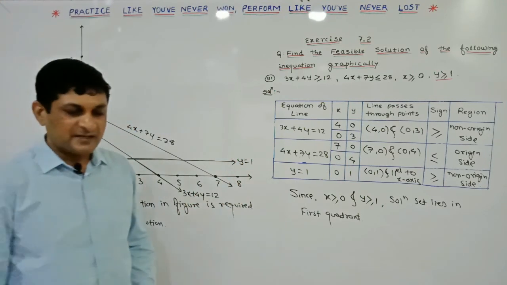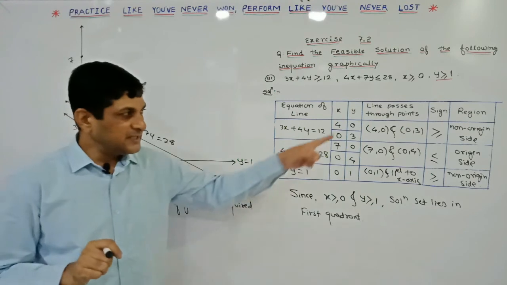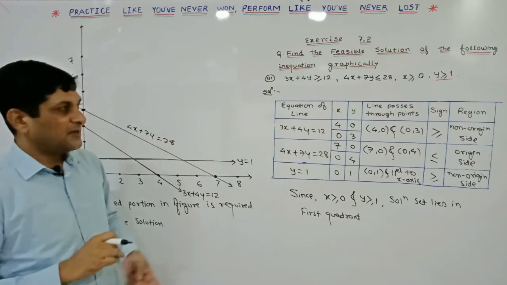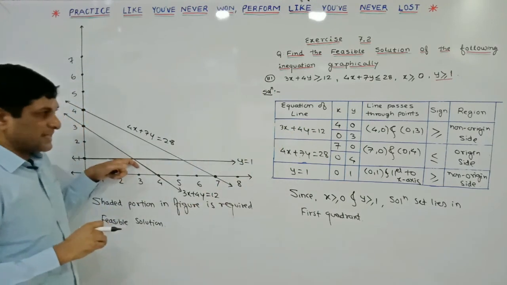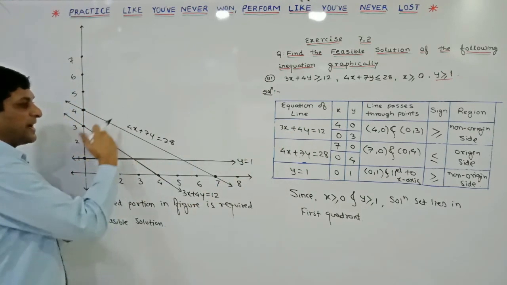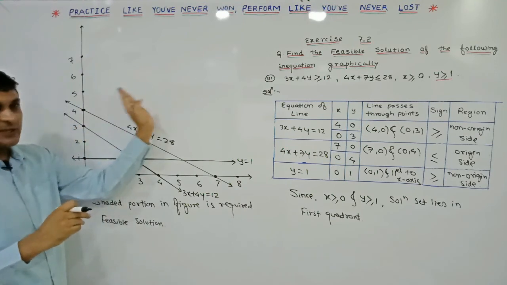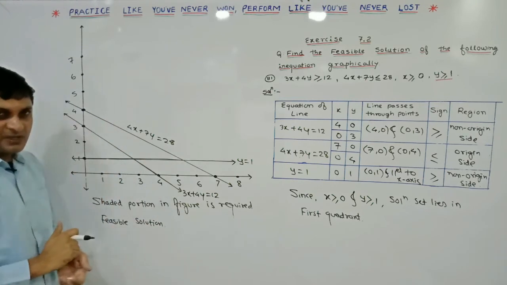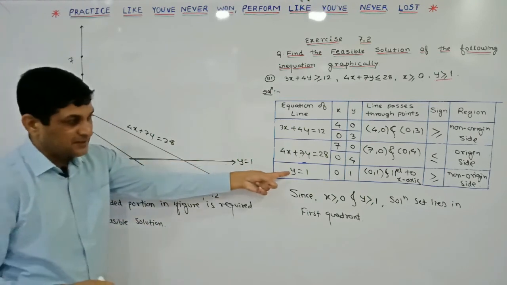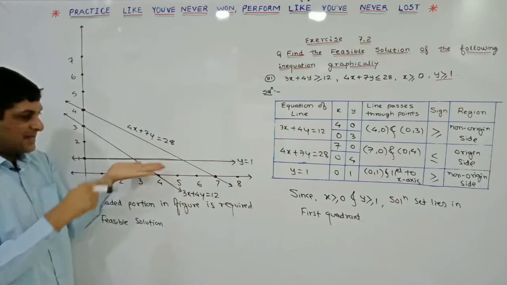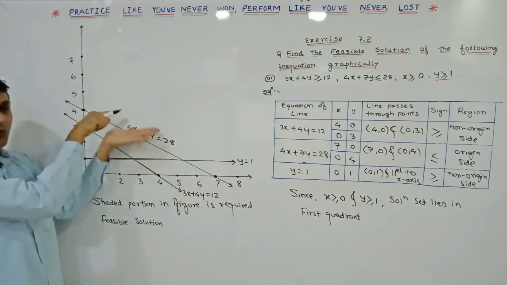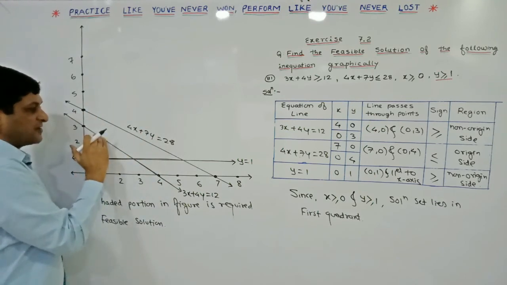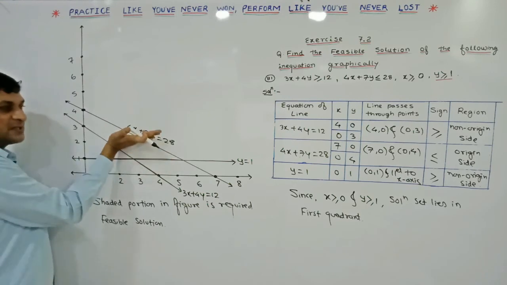Once all the lines are constructed, then using the inequality symbols, we try to find our required feasible solution. For the first line, greater than means the non-origin side part will be the solution set, meaning this part will be the solution set. For the second line, less than means the origin side part will be the solution set. And for the third line, y = 1, greater than means non-origin side will be the solution set. So for this line non-origin, for this line origin, and for this line non-origin.